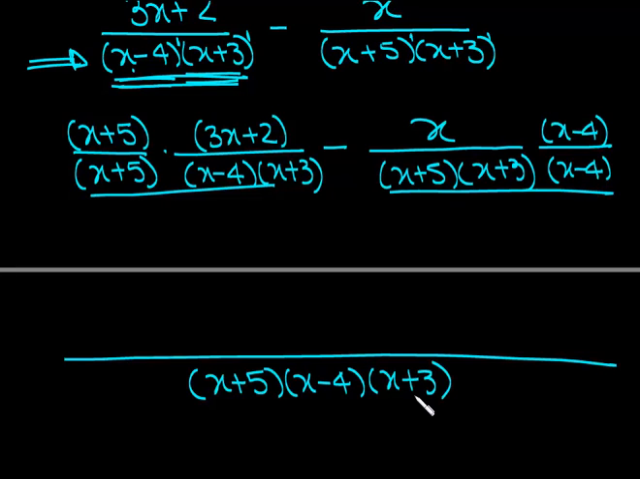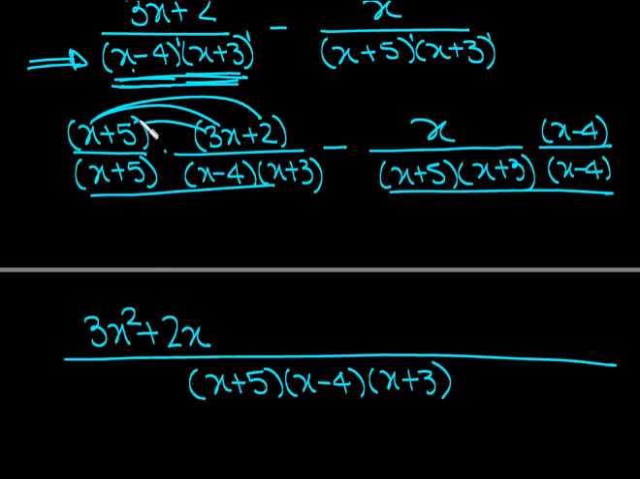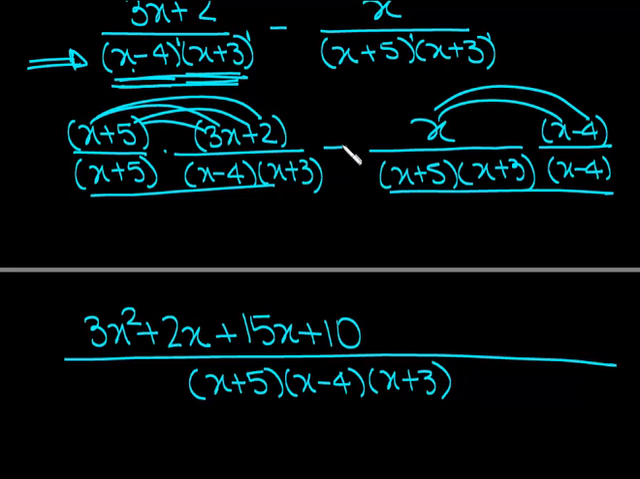And on the top, we'll have to distribute and clean up. There's work to be done. So let's distribute this. So we get 3x squared plus 2x. Distribute the 5. So we get plus 15x plus 10. Over here, we'll distribute the x. But there's a negative in the front, so please do not forget that negative. So it's actually minus x. So you get negative x squared plus 4x.